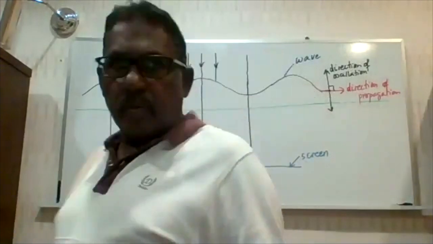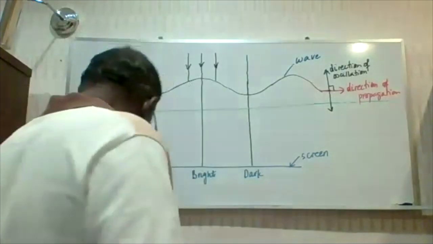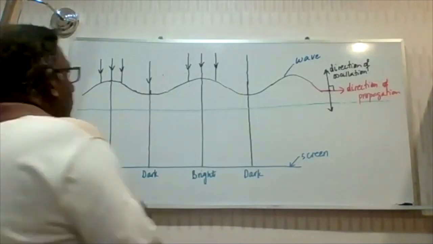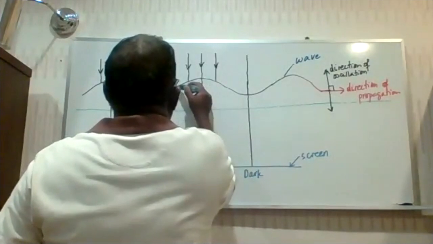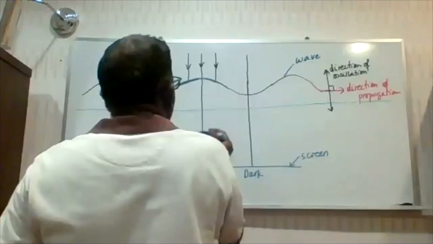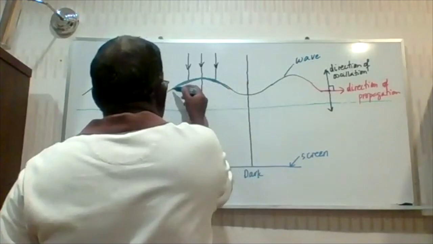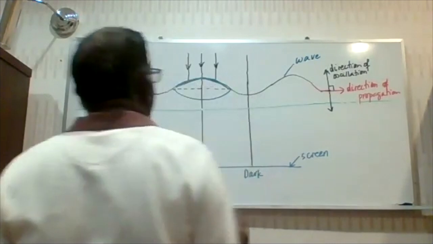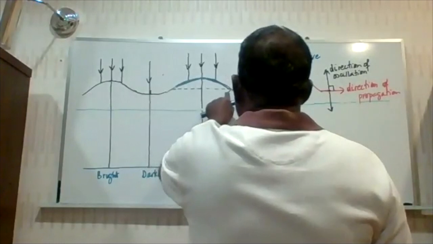What's the concept here? The concept here is that the crest behaves as a convex lens. Look at this part, look at this curvature. This curvature behaves as a convex lens. Later, in the next chapter on light, you'll be learning about the convex lens. So I'm going to draw it like that. You can see it's actually a lens. It's actually behaving like a convex lens.